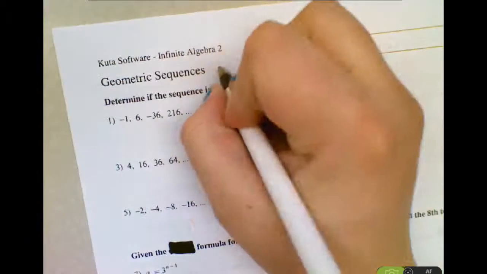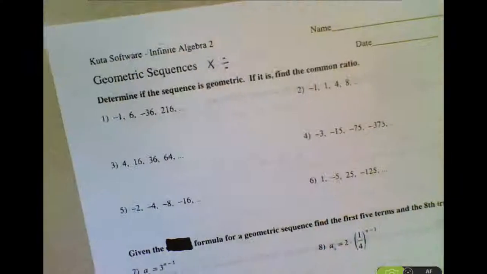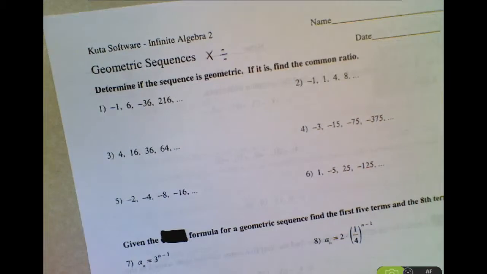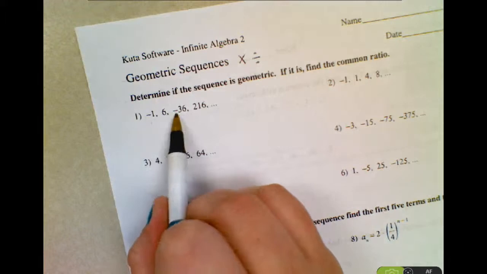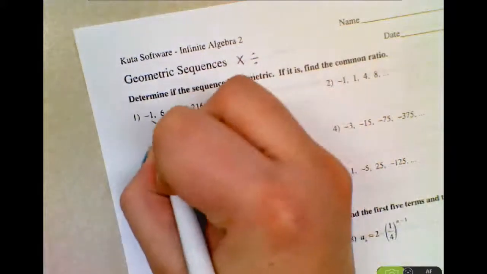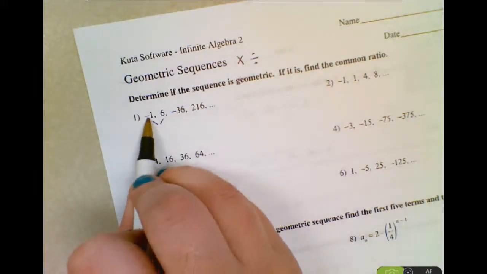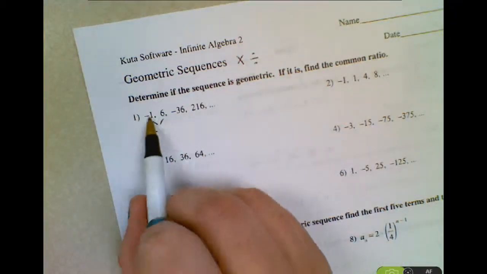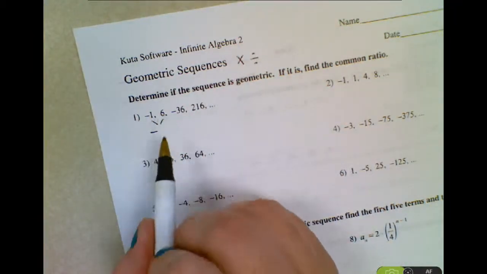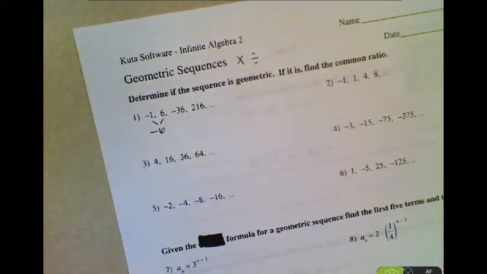Remember, geometric is multiplying and dividing. So for this first question, it asks, determine if the sequence is geometric. If it is, find the common ratio. Your common ratio is whatever you're multiplying by each time. So here we go from negative 1 to positive 6. Well, we know that a negative times a negative would give us a positive, so this has to be negative. And then we know that 1 times 6 would be 6. So negative 1 times negative 6 is positive 6.